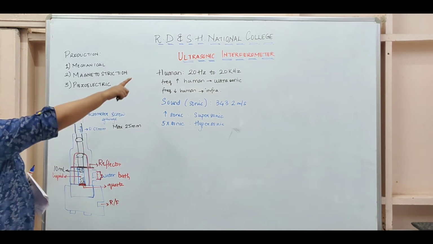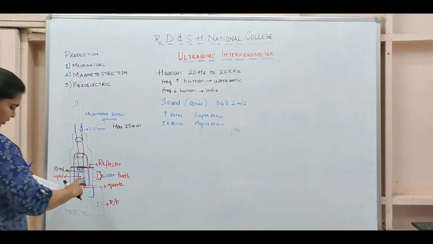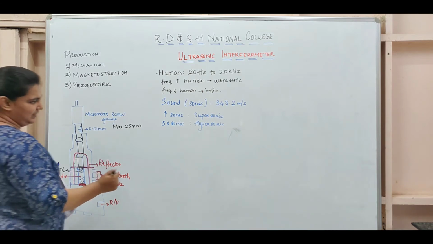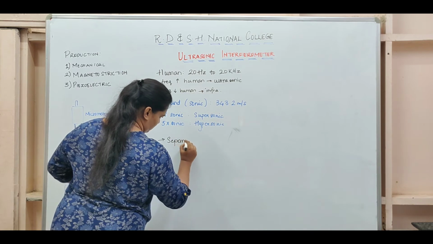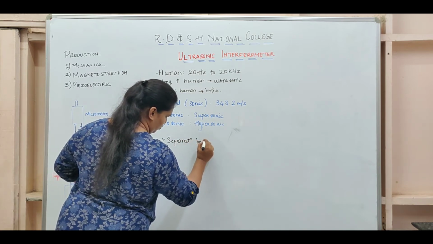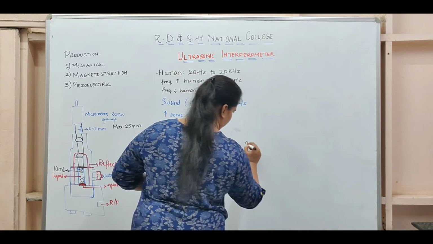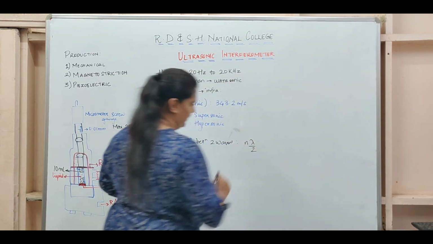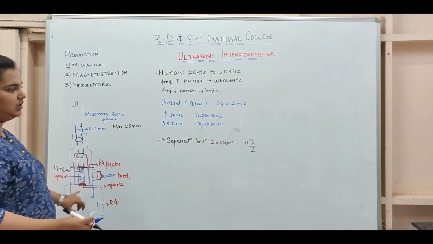So superimposition is where the interferometer comes into the picture. Because of this superimposition of the waves, or when the waves interfere, the separation between the two waves is exactly an integer multiple of lambda by 2. I repeat, the separation between the two waves.